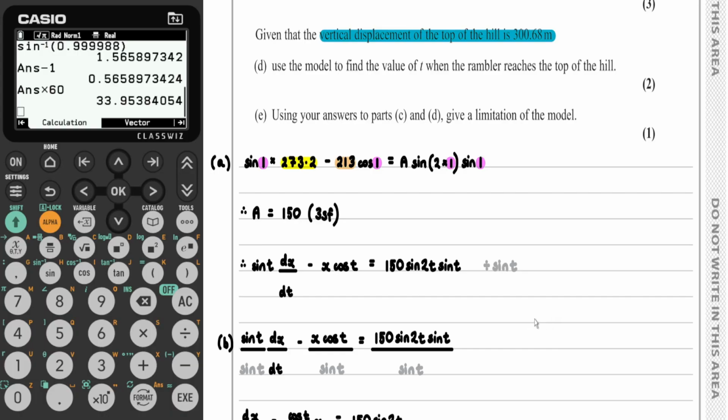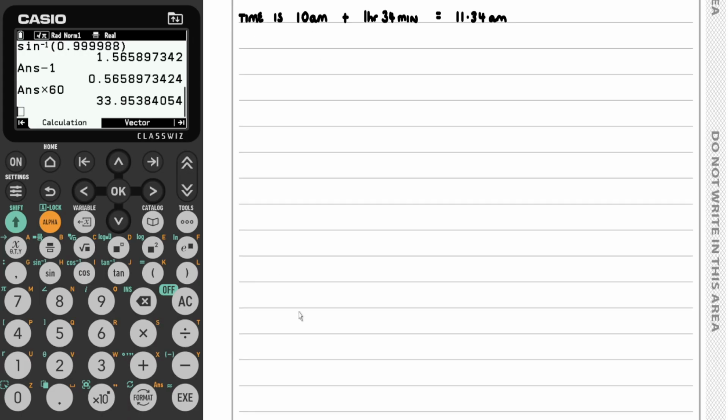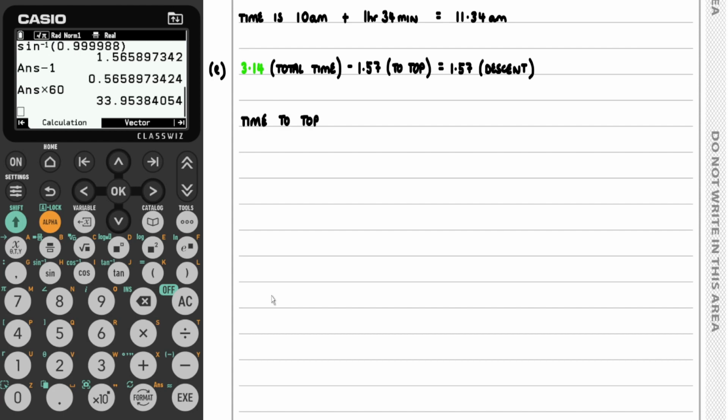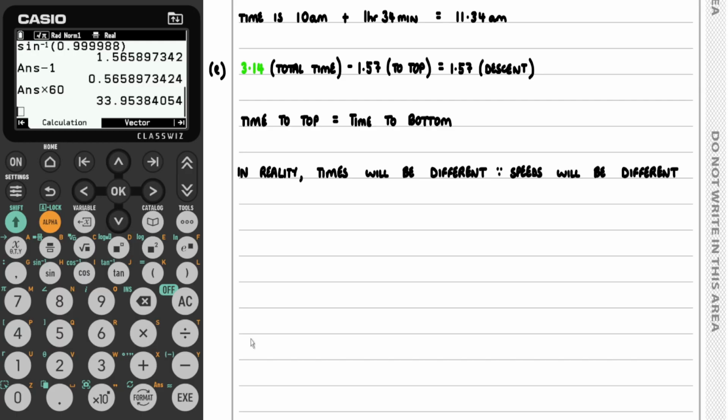Part E. Using your answers to Part C and D, give a limitation of the model. For Part E, we've got this 3.14, which is the total time. And if I take the time taken to go to the top, which is 1.57, this will give us 1.57, which is the time for descent. And so what we see here then is the time to the top is equal to the time to the bottom. In reality, the times will be different, and that's because the speeds will be different, and that makes sense. Going up a hill is a lot more difficult than going down a hill.